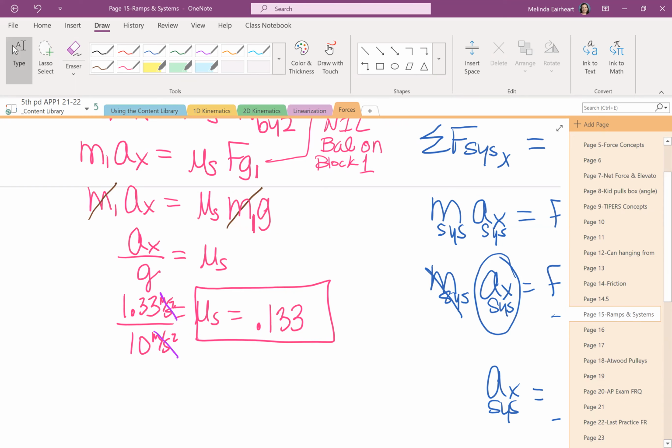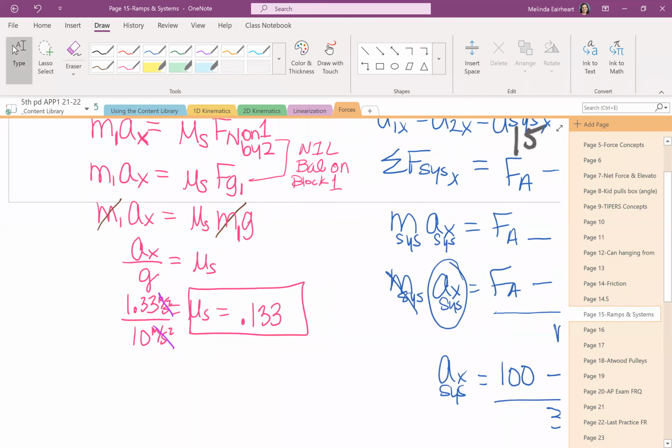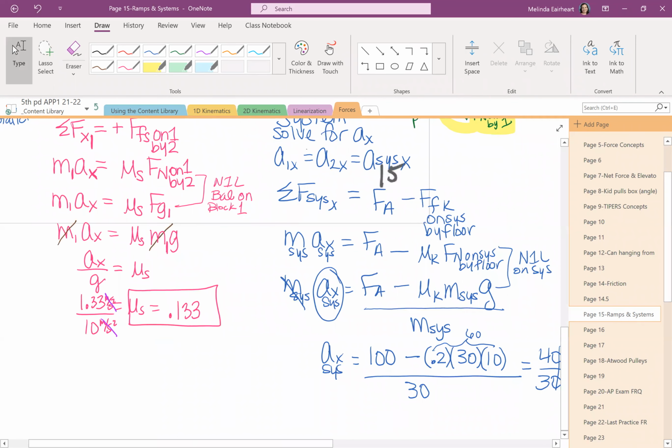Questions on a system. By the way, you're gonna see the same-ish stuff coming up in pulleys because it's a system. Okay, and that's your final answer.